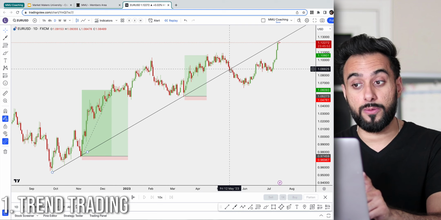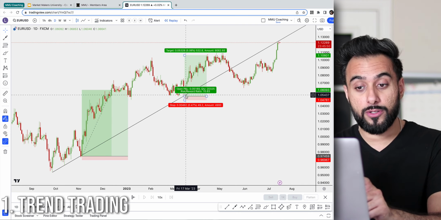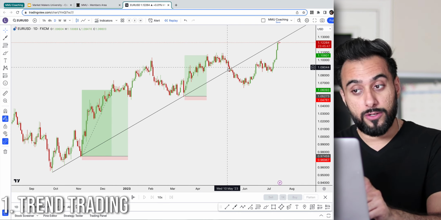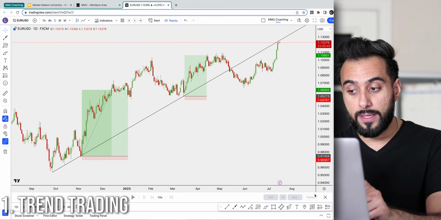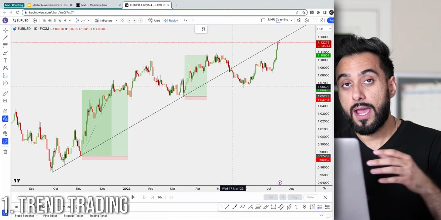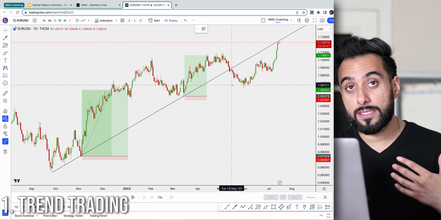So if we enter the trades here and here, we're going to have to enter this trade over here as well. We can't be biased. We still have to enter the trade. And that is all about entering trades with a specific strategy.